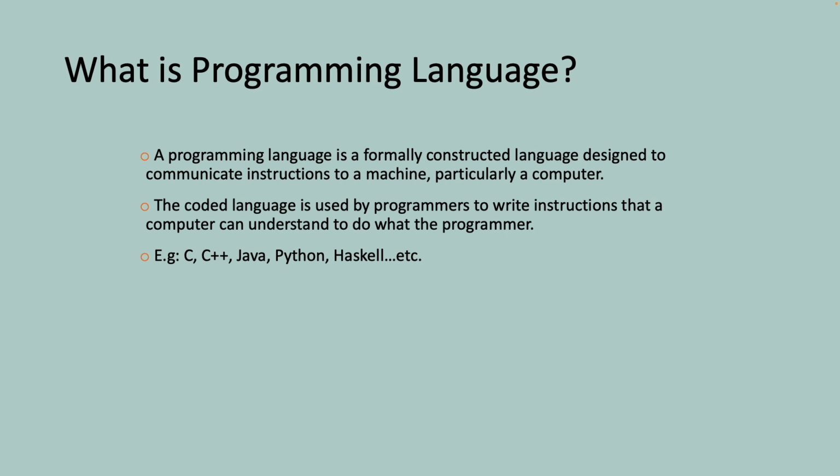What is a programming language? A programming language is a formally constructed language designed to communicate instructions to a machine, particularly a computer. It is the coded language used by programmers to write instructions that a computer can understand to do what the programmer wants. Different types of programming languages are C, C++, Java, Python, Pascal.